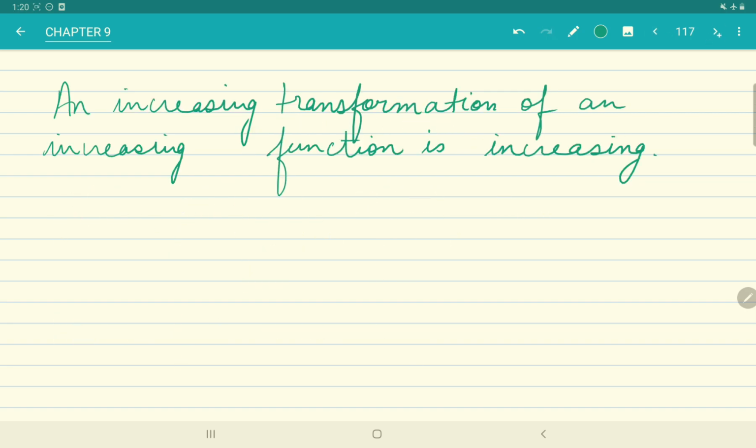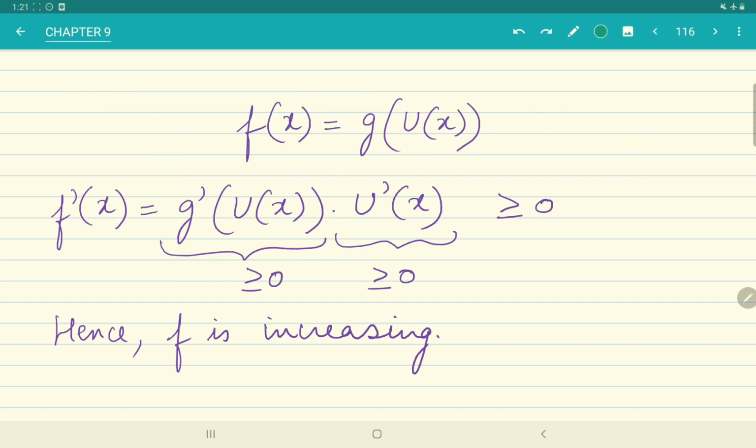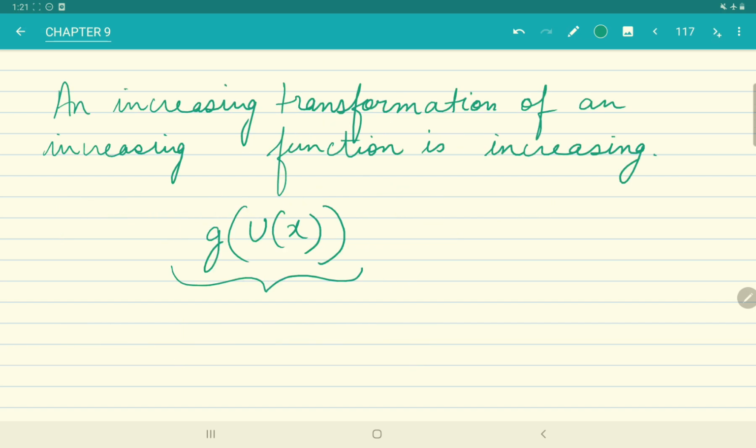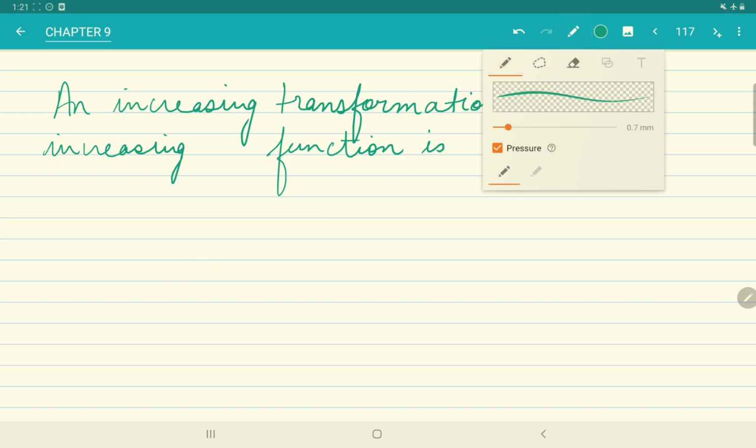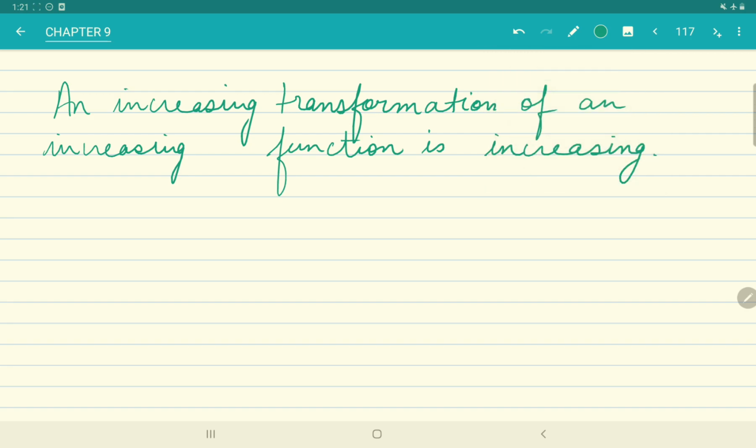For that, let's just take a look at it. We are going to start with an increasing function which is u of x. Then we take its increasing transformation, so we take g of u of x. G is also increasing. That gives us this composite function, and this itself is increasing as what we have seen here. So that means we can say that an increasing transformation of an increasing function is increasing. It's a little bit of a tongue twister, but we have to understand why that is the case.